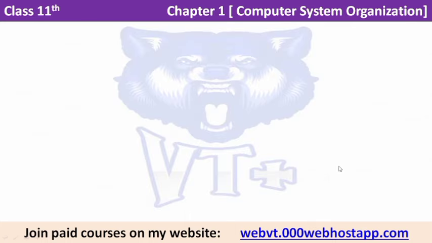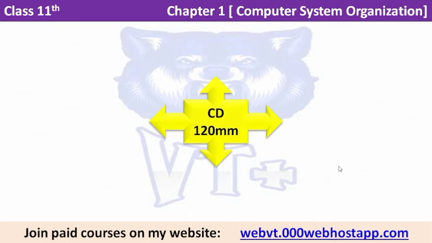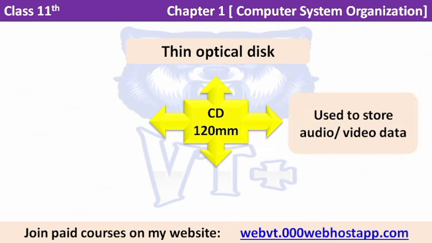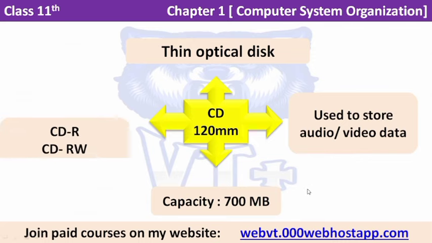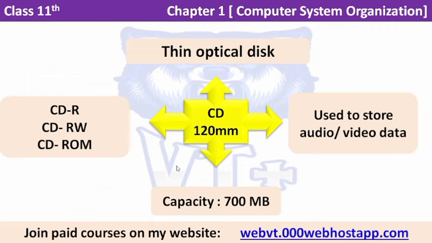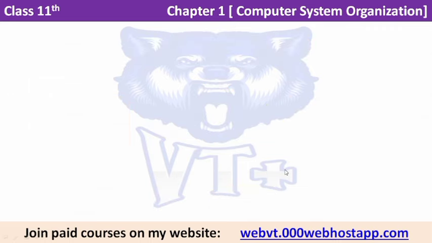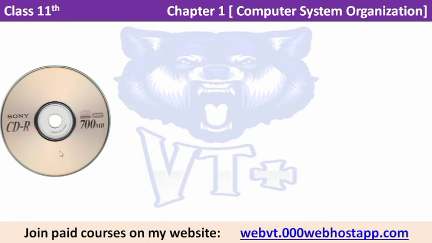Now the third one is CD. CD is the abbreviation of compact disc, and the diameter of a CD is 120 mm. It is a thin plate of optical disc medium which is commonly used to store audio and video data, and the capacity of a CD is 700 MB. There are many types of CD available in the market, the first known as CDR. You can see the image of CDR.